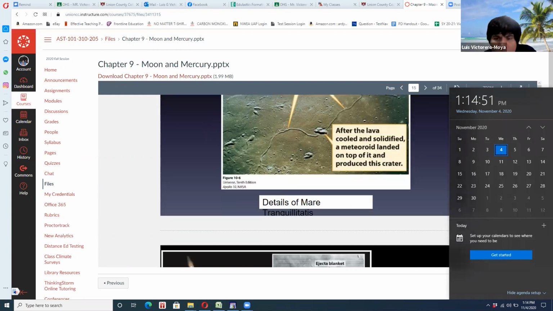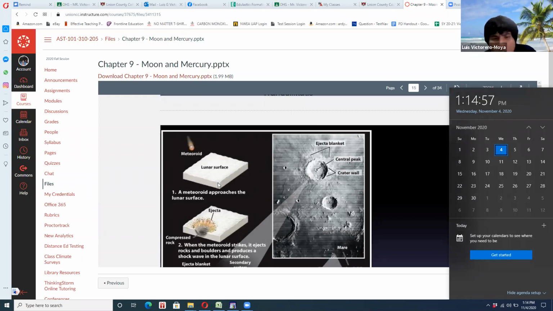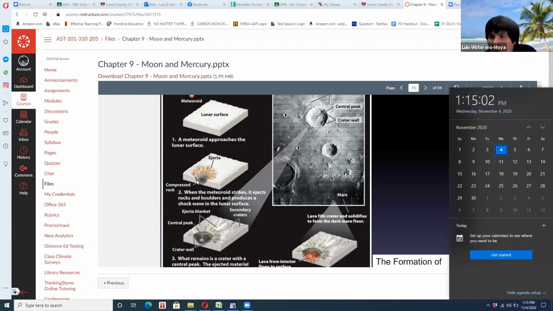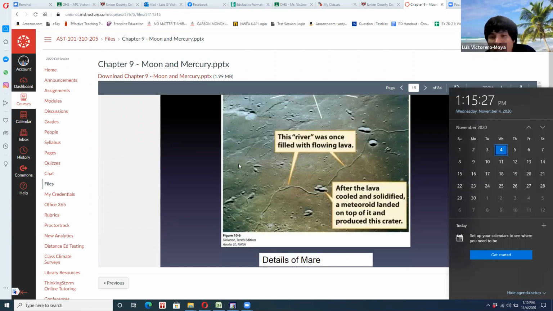So what can we say about the Maraya? Before we talk about that, let's talk about how craters are produced. So this is a nice picture there. You have a meteorite approaching the lunar surface. It crashes onto the surface, and then you have compressed rock inside the crater and material being ejected. So depending on the speed and the size, some of that material can create secondary craters. You have a peak being produced there, and in some cases, you can have some lava in the interior flowing to the surface. That's why you have sometimes these rivers that once were filled with flowing lava.